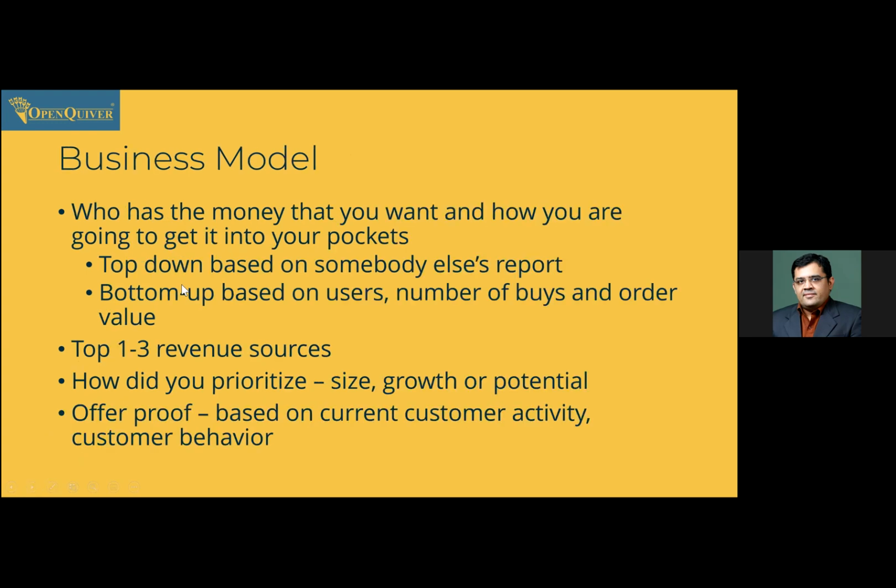Now that you've talked about the problem that your customer is facing, how you are solving it, what value you offer, and what is the magic behind it, now is the time to show which sector or which segment of your customers has the money. So essentially here, you'll talk about your business model, where you'll say who has the money that you want and how you're going to get that into your pockets. So here, essentially what you're going to say is, let's say you have 1,000 customers, and only 500 of them have the money to spend.